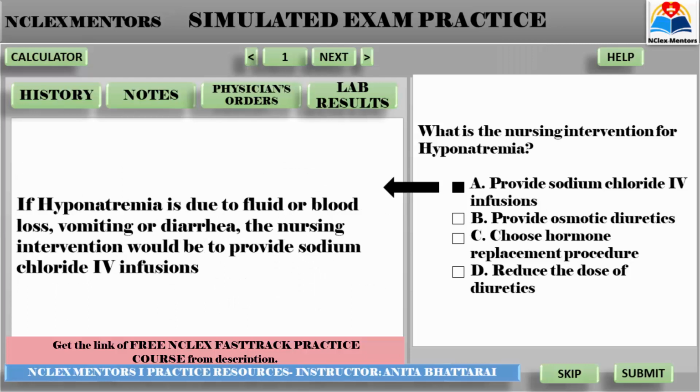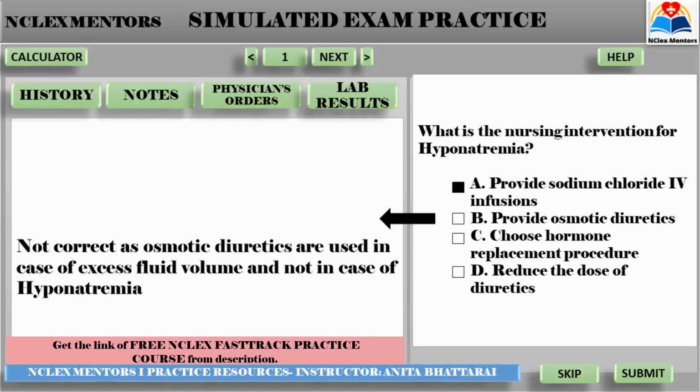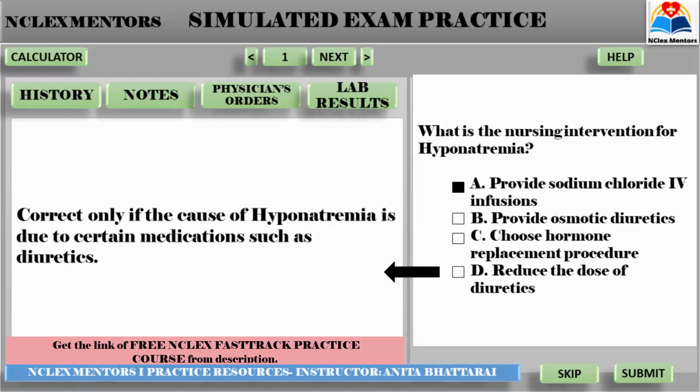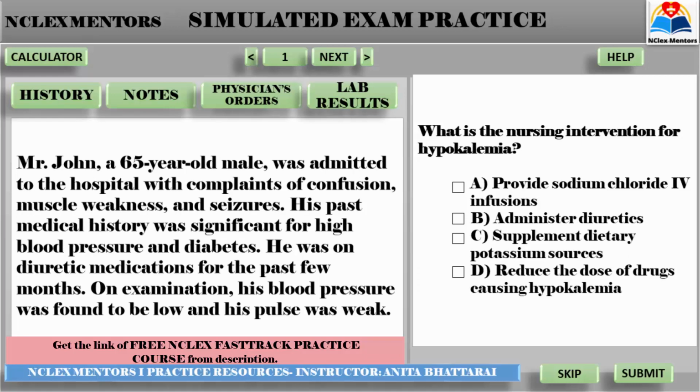The correct option is A, provide sodium chloride IV infusions. If hyponatremia is due to fluid or blood loss, vomiting, or diarrhea, the nursing intervention would be to provide sodium chloride IV infusions. Option B is not correct, as osmotic diuretics are used in case of excess fluid volume and not in case of hyponatremia. Option C is incorrect, as it is only applicable if the cause is Addison's disease. Option D is correct only if the cause of hyponatremia is due to certain medications, such as diuretics.